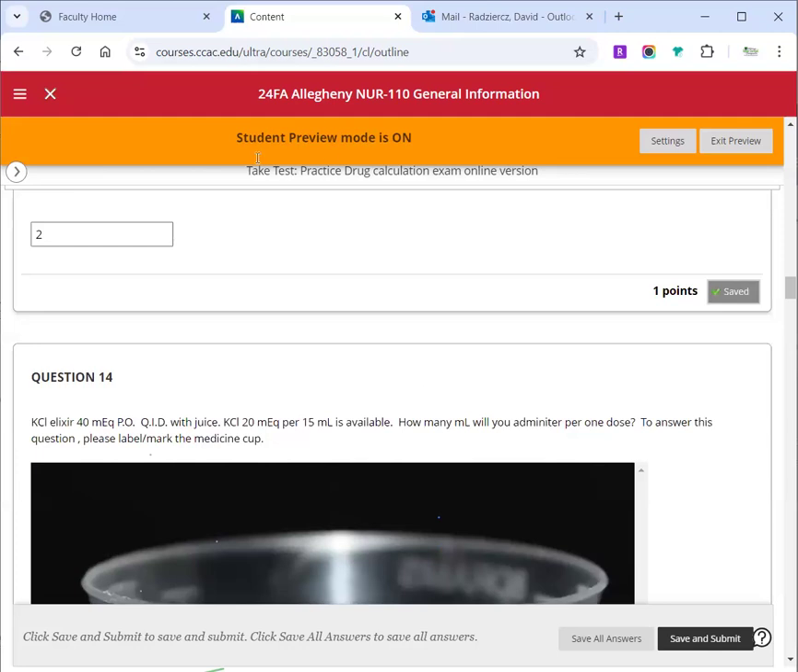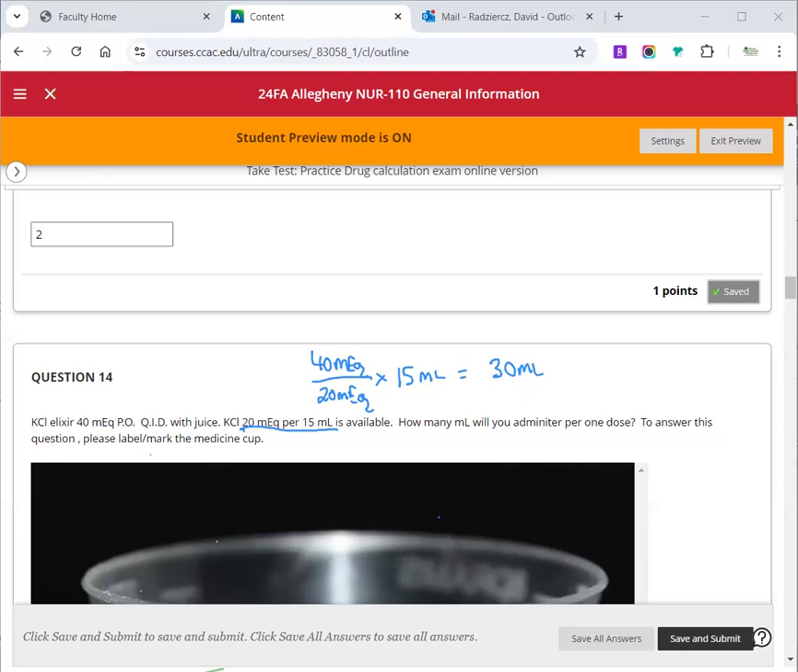So if I'm writing this out just to solve it, I'm going to take my 40 milliequivalents over my 20 milliequivalents. And here's where a lot of students miss it. It's not 1 ml, it's 15 ml. So don't forget to include that correct quantity, okay? And then that's going to just equal your 30 ml.